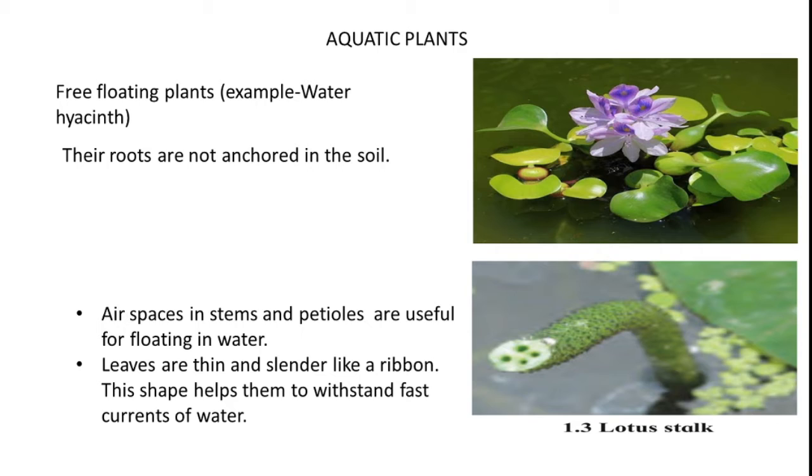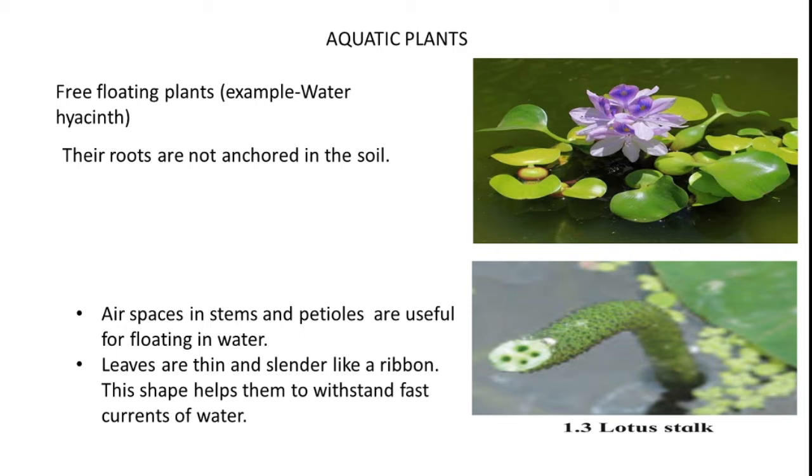So, next is free floating plants. Example, water hyacinth. It is shown in the picture. The roots are not anchored in the soil. That means roots are not firmly attached in the soil. That is why they are freely floating.